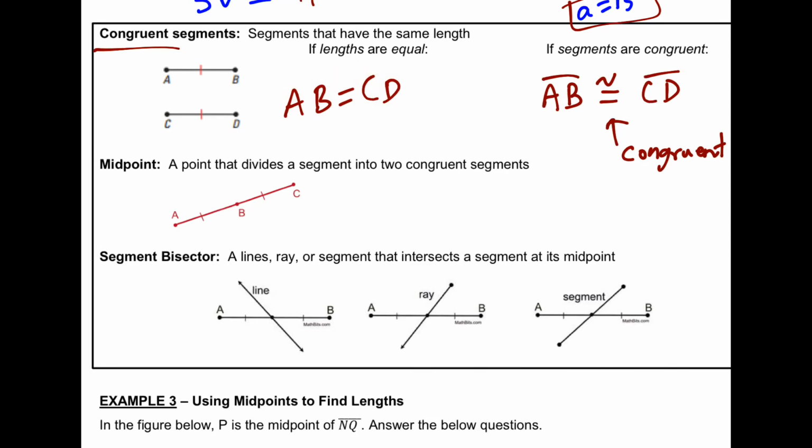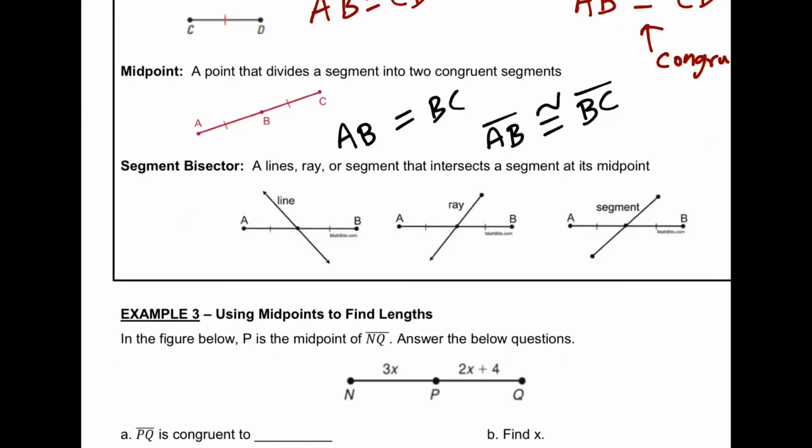Next up, a midpoint divides a segment into two congruent parts. So in this case, AB is equal to BC. You could say that. You could also say that segment AB is congruent to segment BC. Then there's a couple different types of segment bisectors. The definition is a line, ray, or segment that intersects a segment at its midpoint. So we have segment AB for all three of these pictures, and there's a midpoint, exactly halfway between A and B. Whether we cross that with a line, or with a ray, or with another segment, they are all considered segment bisectors. They cut it into two parts, and specifically two equal parts.